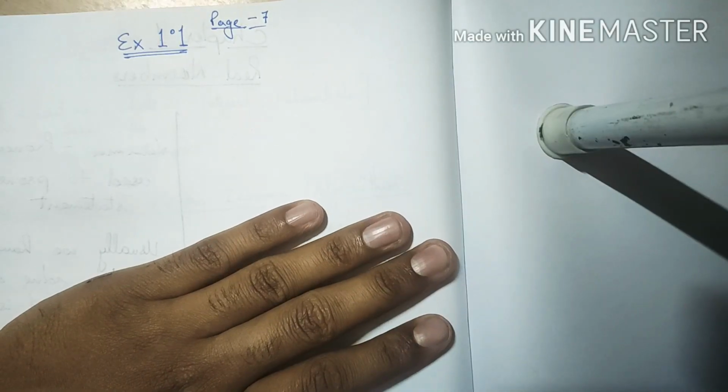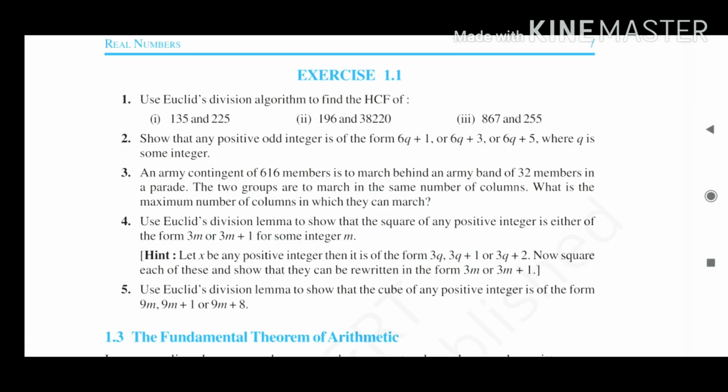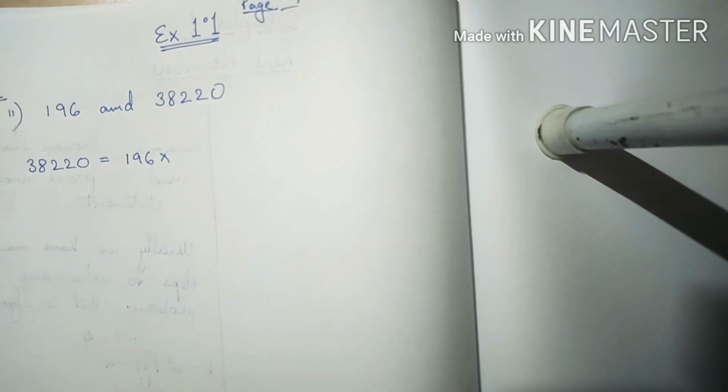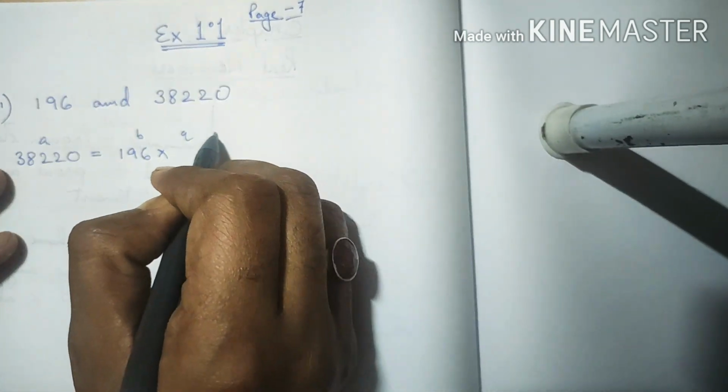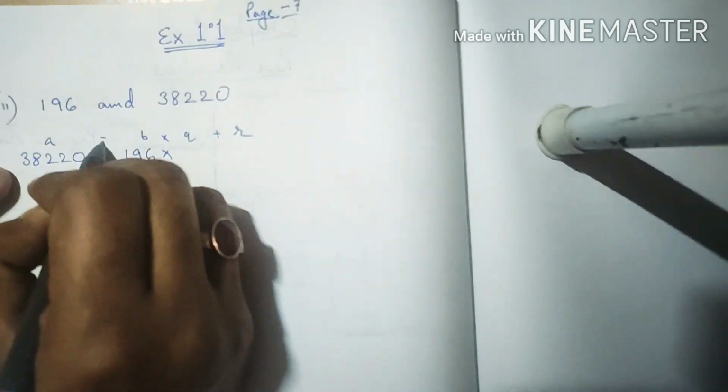So now let us start exercise 1.1, question number 1, in which we need to use Euclid's division algorithm to find the HCF of the given two numbers. So the question is 196 and 38220. So obviously 38220 is the larger number, so that will be A, and 196 will be B. We need to find Q and R. Okay.